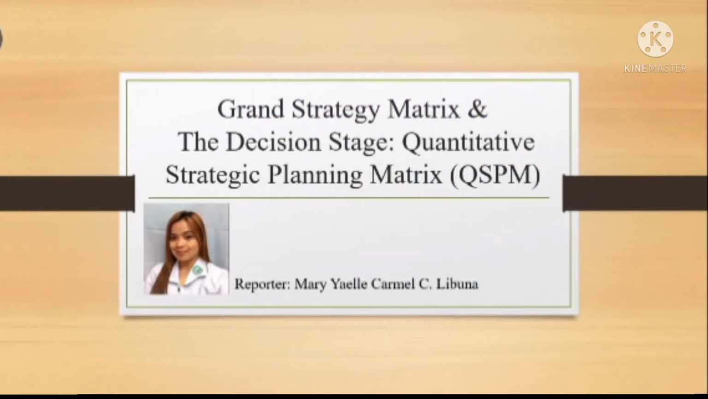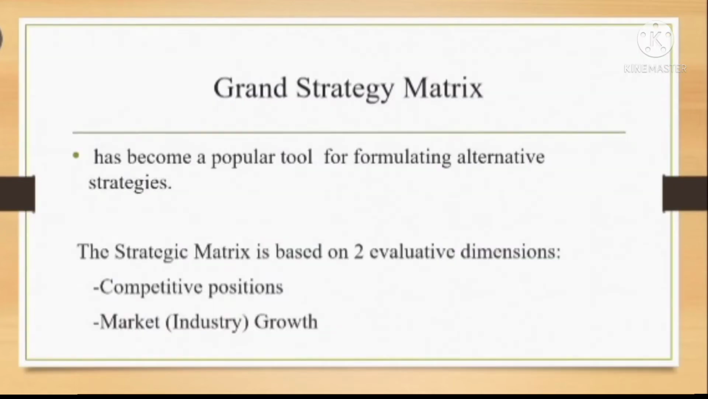My topic is all about Grand Strategy Matrix and the Decision Stage Quantitative Strategic Planning Matrix, or the QSPM. Grand Strategy Matrix has become a popular tool for formulating alternative strategies. So this is the instrument for creating alternative and different strategies for the organization. It is good for companies to know which strategies they should or should not develop.